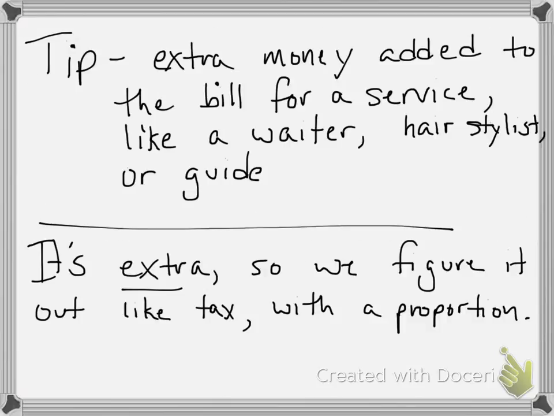Now a tip, that's extra money that is added on top of a bill for a service, usually like a waiter in a restaurant, a hairstylist, a guide, or another kind of service. So there's the regular bill and then a tip is added on top of the regular bill. Because it is extra, meaning on top of the original bill, we'll figure it out a lot like we figured out tax using a proportion.